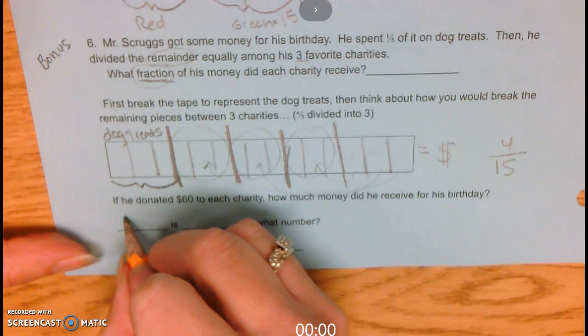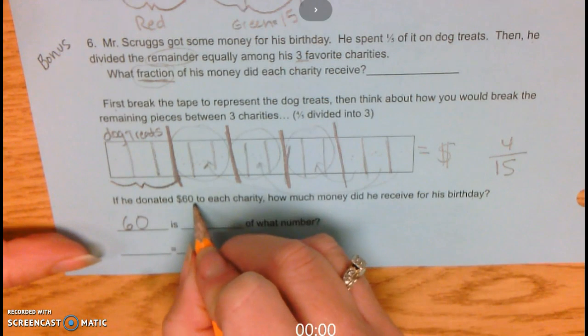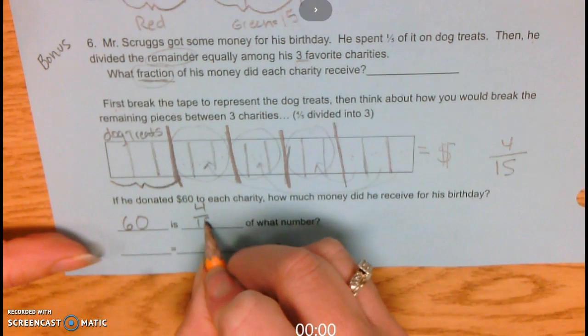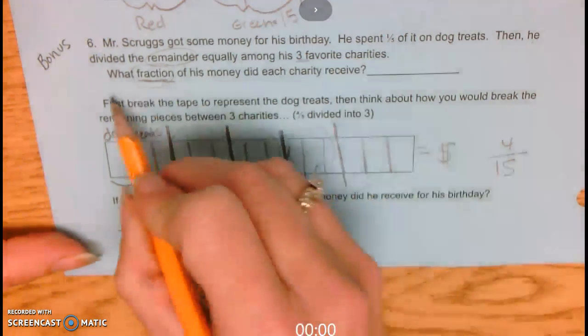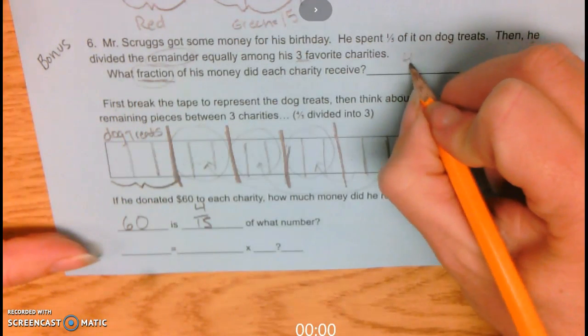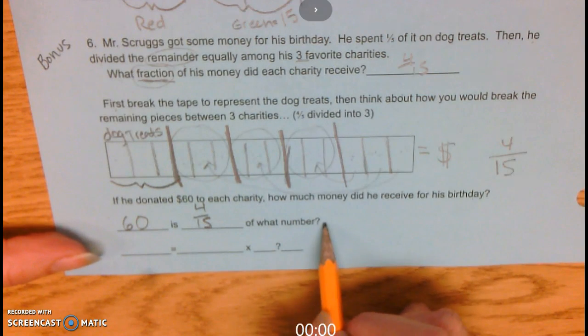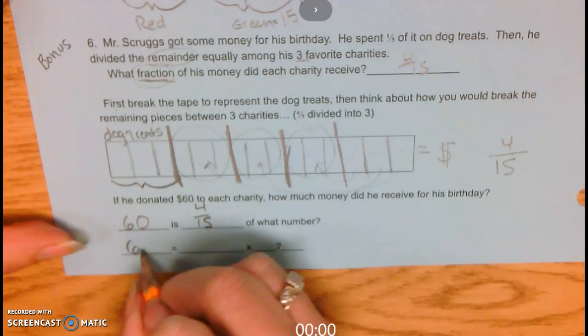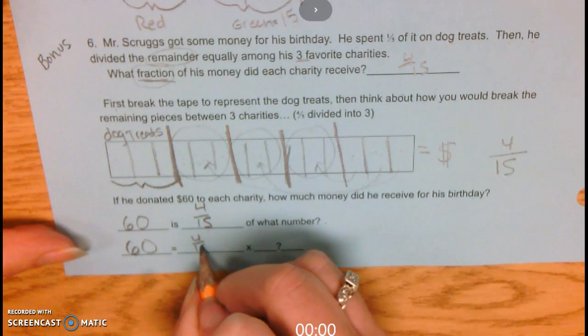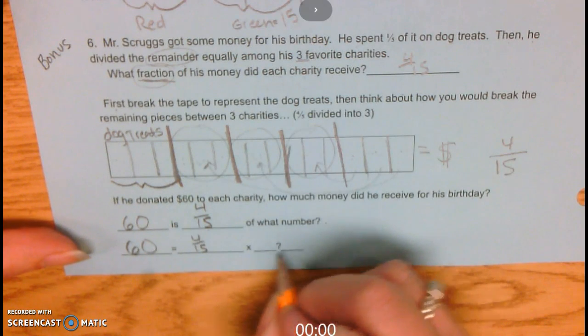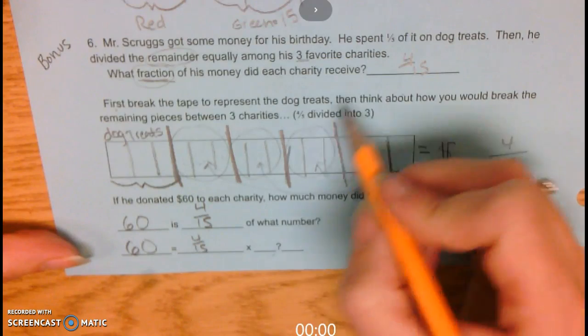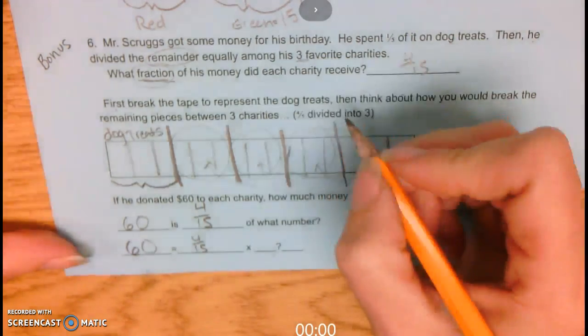So $60 is 4/15 of what number? So what fraction? He gave 4/15. $60 is 4/15 of what number? So 60 equals 4/15 times what? So this one might be the easiest to kind of picture.